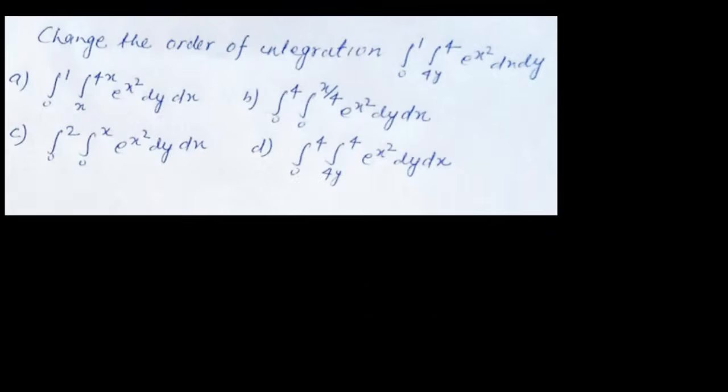Good question. Change the order of integration. So again, change of order of integration. You can see it is 4y to 4, which again is the limit of x. So x is equal to 4y to x is equal to 4, and then y is equal to 0 to y is equal to 1. So what do we have to do? We have to first draw the appropriate regions. So how do I draw it?